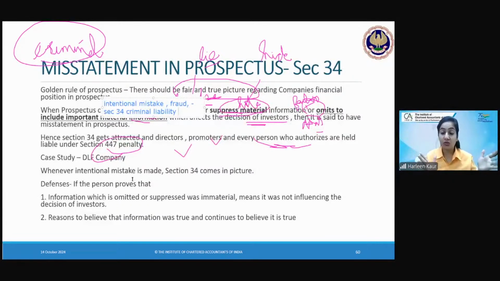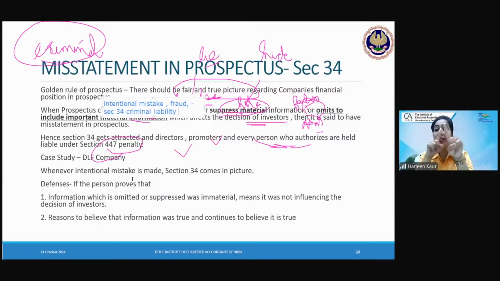Very, very dangerous section is coming. Okay. Suppress the material facts. You were supposed to disclose the details about all your associate companies, holding and subsidiary. You're hiding it, you're not telling it. Or you fail to disclose it. You have not given the complete information. Section 34 will get applied.